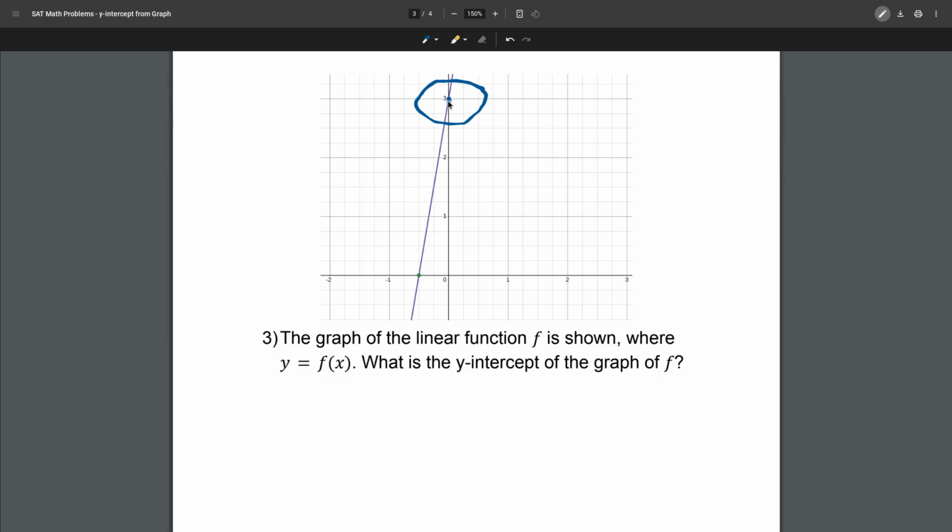You can see the point is at 3 on the y-axis. So the y-intercept is going to be the point. So the x-coordinate is 0 at the y-axis, and the y value is 3. So the y-intercept is the point (0, 3). Okay, let's try one more.